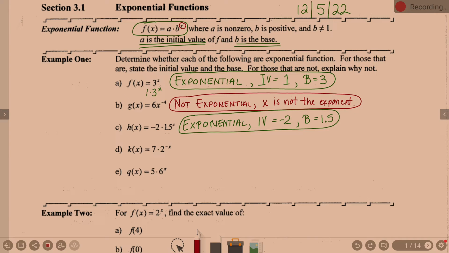Mario's going the other way, not exponential. Okay, who's right? One of us is right. That's how the world works. I see both sides here. I hope Mario's right.